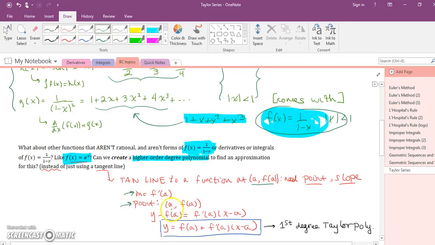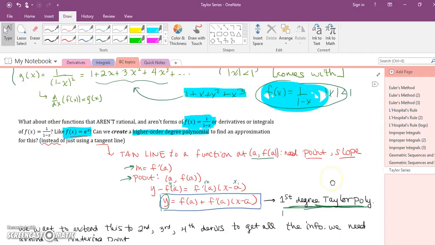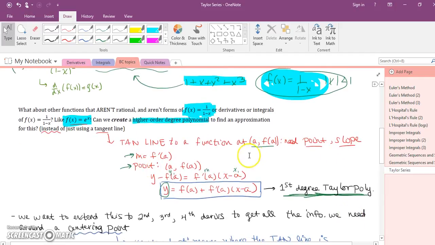So y minus y1 equals m times x minus x1. If I solve for y, then it's f of a plus f prime of a times x minus a. This is actually a first-degree Taylor polynomial. I mentioned in class before that tangent lines really are Taylor polynomials to the first degree, but when it's written like this, it's really going to start looking like a Taylor polynomial. We'll see more and more things that look like this. Now let's make it a little more specific for e here. So our goal is to extend this derivative business to higher order derivatives. And we're going to get all the information we need.